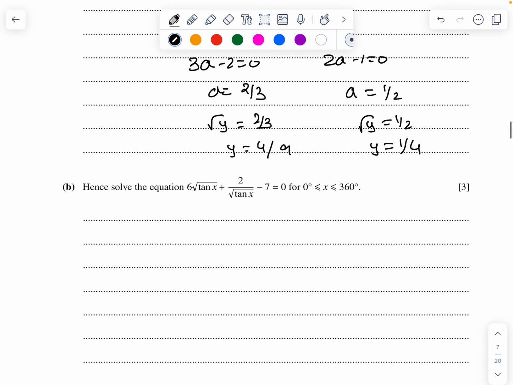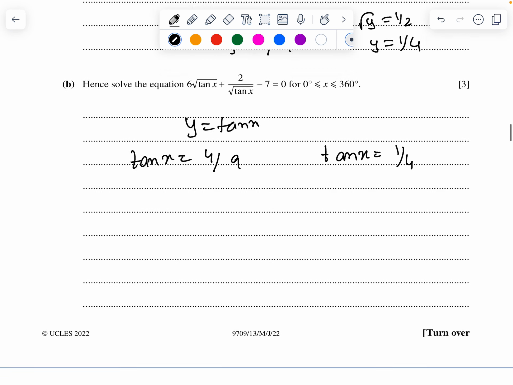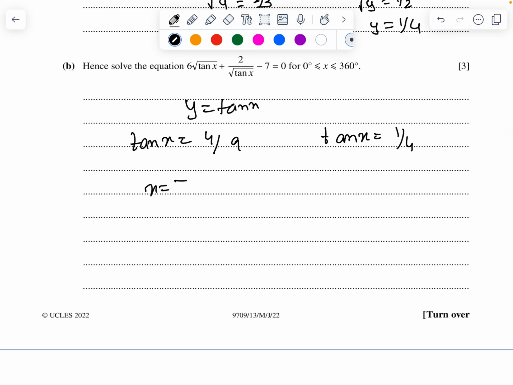Next, hence solve the equation 6 square root tan x plus 2 upon root tan x minus 7 equals 0. We know that y can be replaced with tan x. So what do I get? Tan x equals 4 upon 9 and tan x equals 1 upon 4. So x equals tan inverse 4 upon 9.